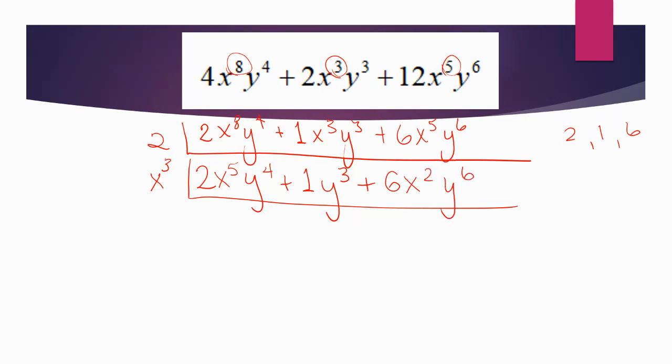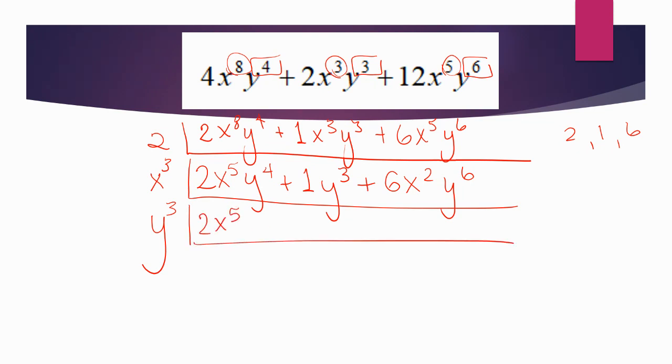Now, we've got a row. We want to check for x's. There's an x to the 5, not an x here, so we're good as far as x's. Next in line is y. I have 4, 3, and 6. The lowest exponent is a 3, so we're going to do y to the third power. 2 falls down, x to the fifth falls down, so we've moved past x. I had 4 y's. I took out 3 y's, so I have 1 y left.